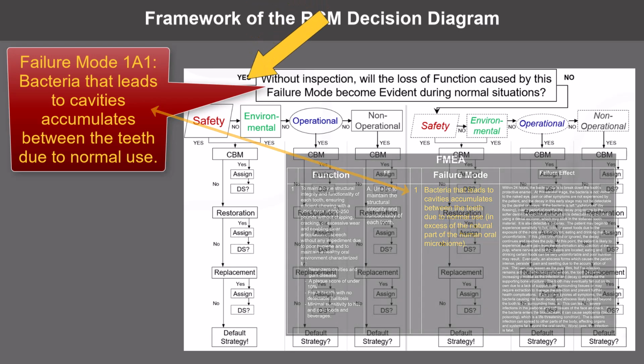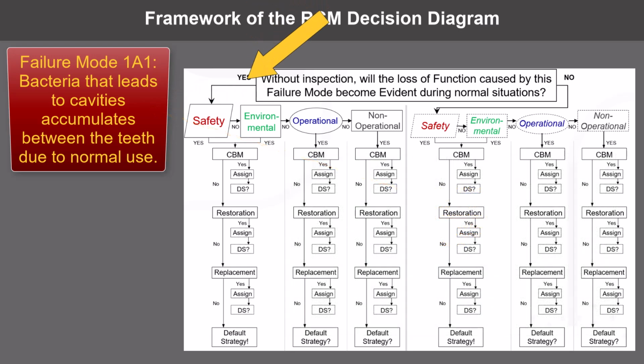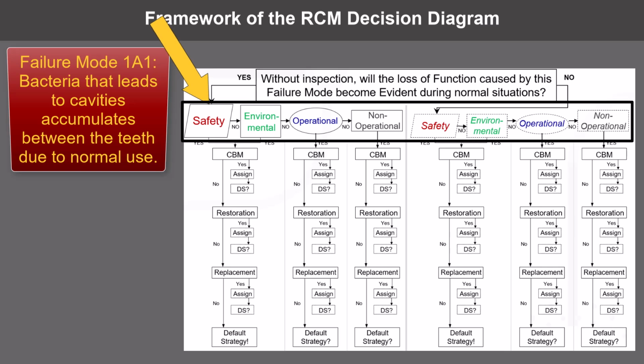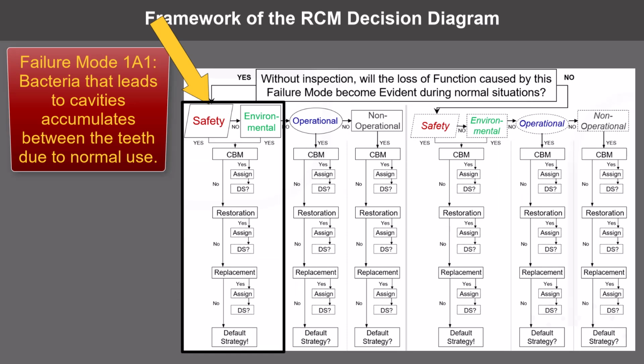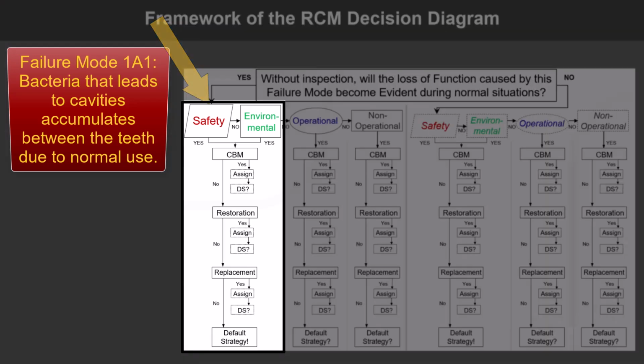This failure mode is evident, so we move to the left on the RCM decision diagram and we start assessing consequences. Recall that by writing the failure effect, we said that worst case, the patient could die if the failure mode was left unmanaged. So we answer yes to safety and we move down this column on the RCM decision diagram. Note that once we assess consequences, we establish which column on the RCM decision diagram we'll use, and the rest of the decision diagram is eliminated for analyzing this failure mode.